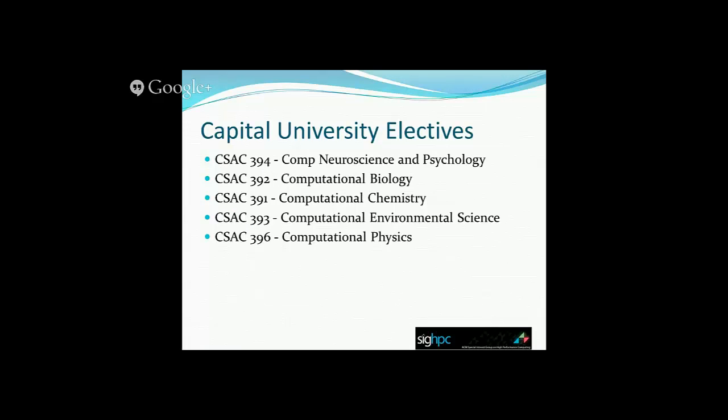They tend to have electives then in a few areas that they have expertise, and so they have expertise in neuroscience and psychology, biology, chemistry, environmental science, and physics. So not quite the wide range that you would see at a larger institution like Ohio State, but still they can draw from a significant number of different majors for this minor.